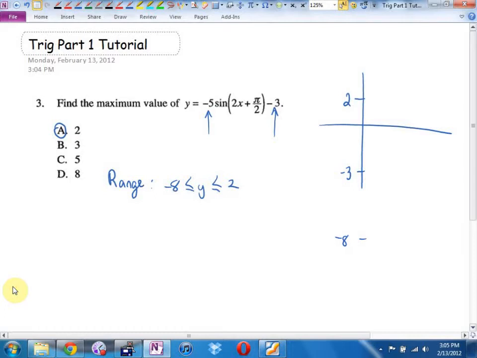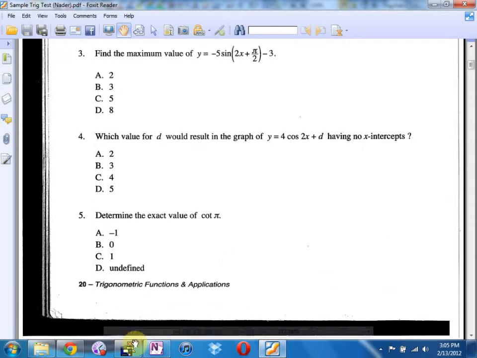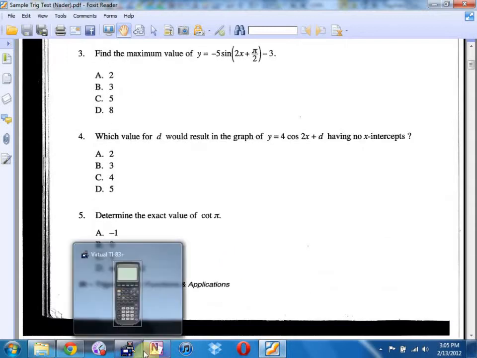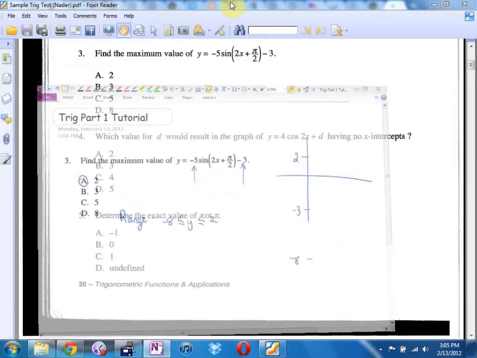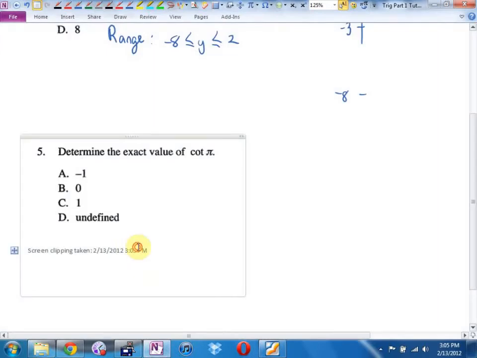Any others on page 1? Yeah. Okay, 5. I have no idea. Which trig function is it? It's cotangent. There's a reason I have no idea. I really haven't memorized cotangent. Ah, what does cotangent go with?